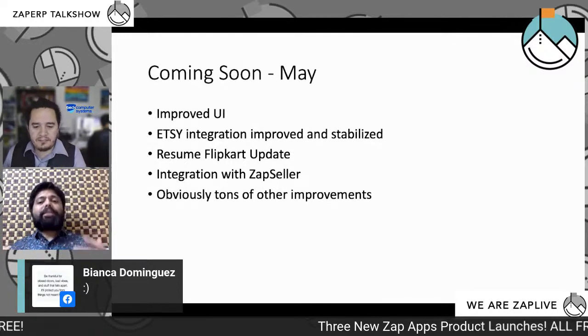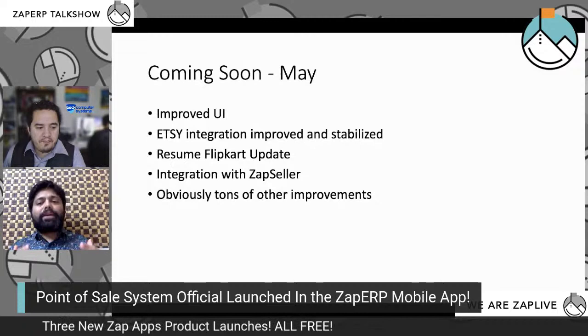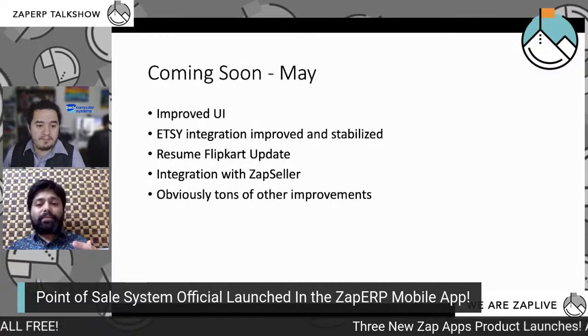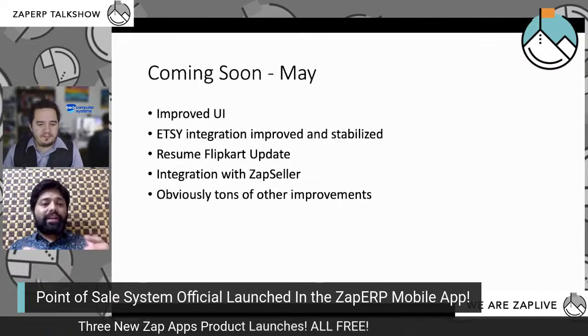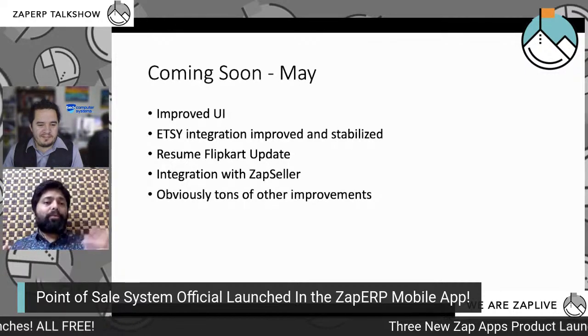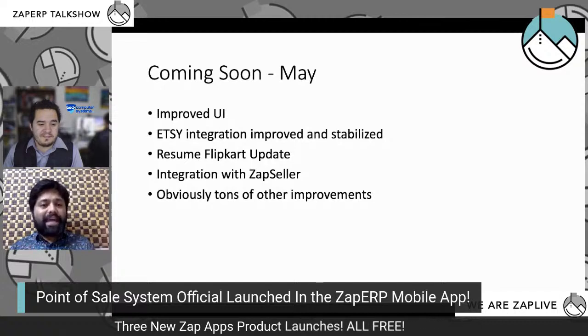So what does that mean? That means we would like to make it easy. We would like to make sure we are covering all those nitty gritties of the UI, like some of the small features that need to happen. All those things are going to get launched in the month of May, where you will see a lot of improvements around the UI. We are also launching an integration with ZapSeller.